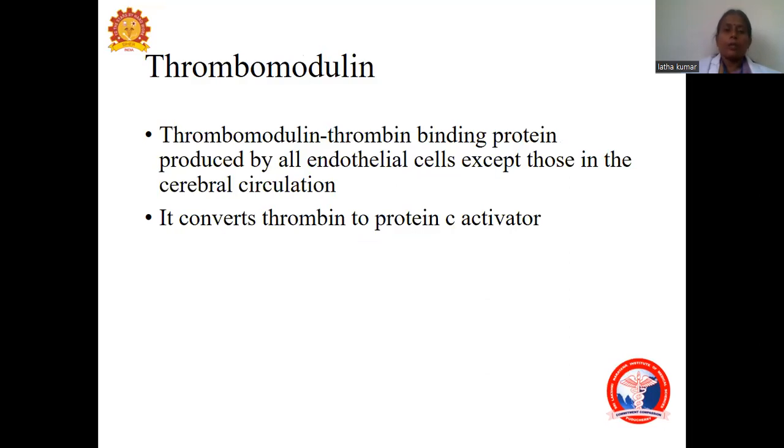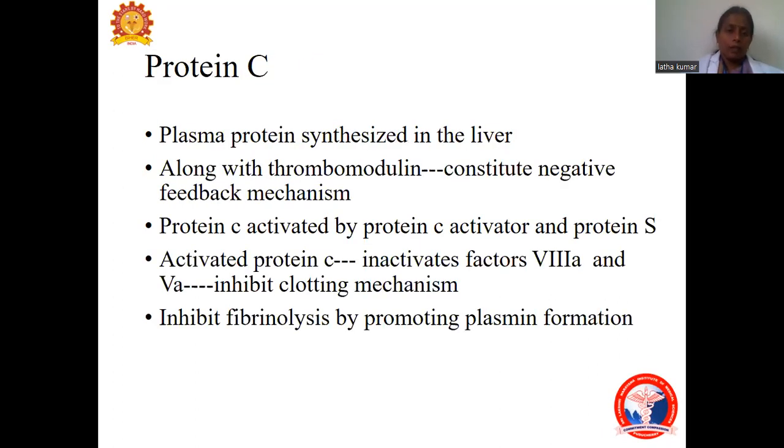Next, thrombomodulin. Thrombomodulin is a thrombin binding protein produced by all endothelial cells except those in the cerebral circulation. The main action of thrombomodulin is that it converts thrombin to protein C activator. Next, protein C, a plasma protein synthesized in the liver. Along with thrombomodulin, it constitutes the negative feedback mechanism.